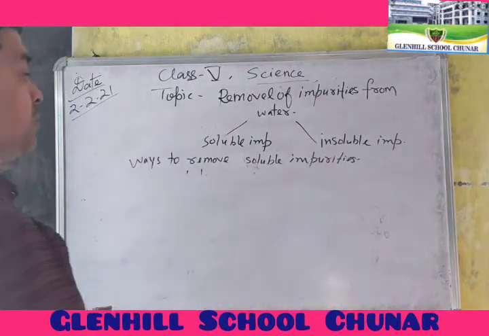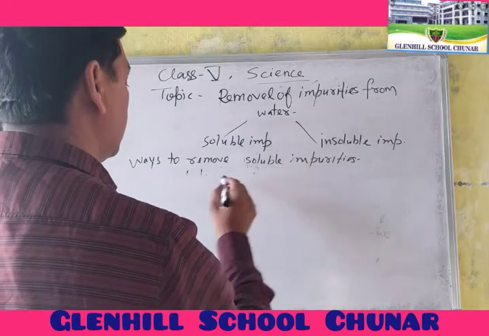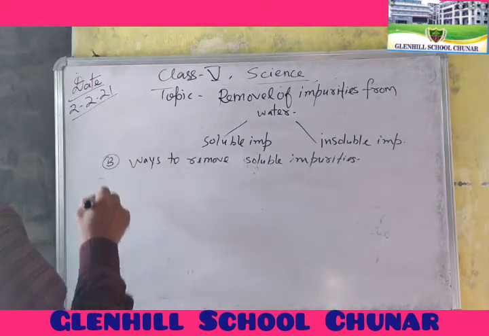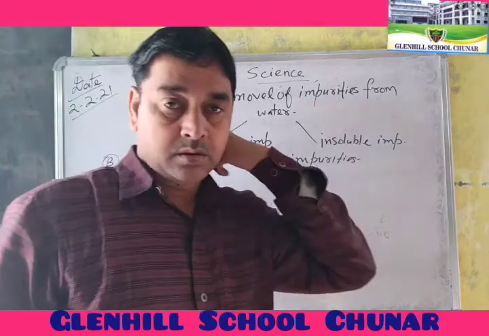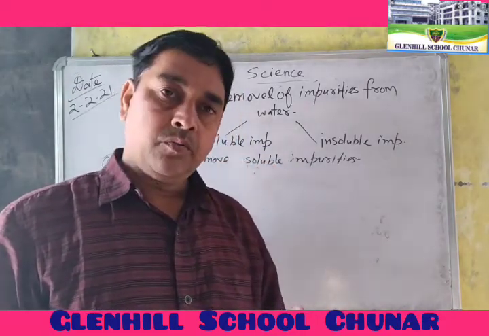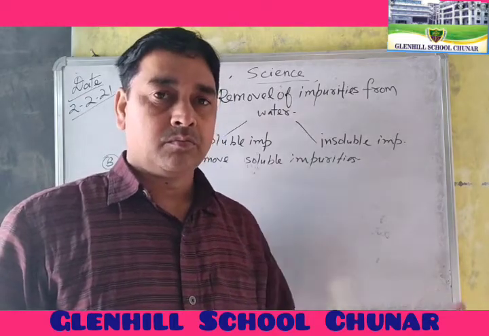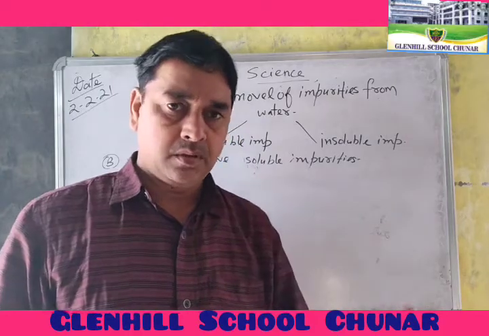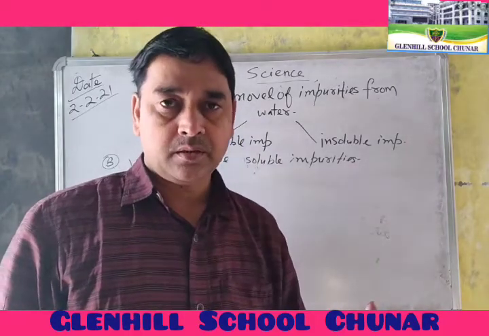So, ways to remove soluble impurities. Soluble impurities means, suppose, salt or sugar, which is soluble in water. But we can remove this salt and sugar from the water very simply by the evaporation method.